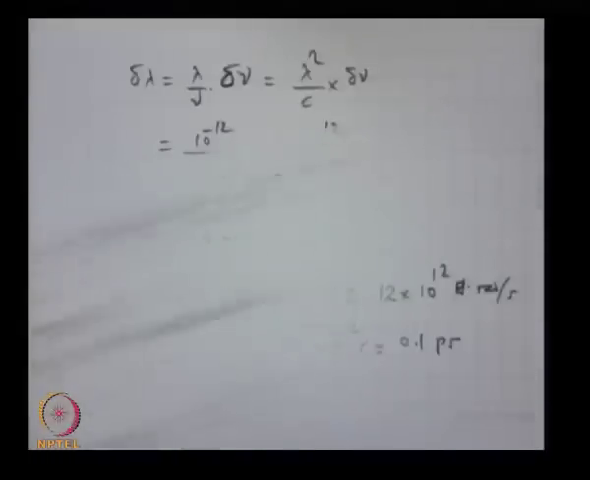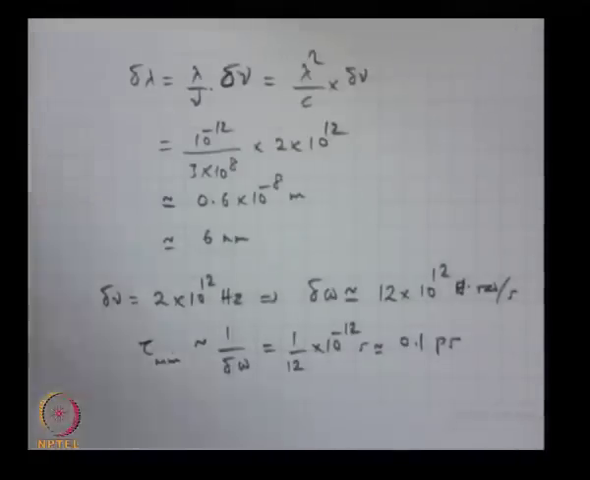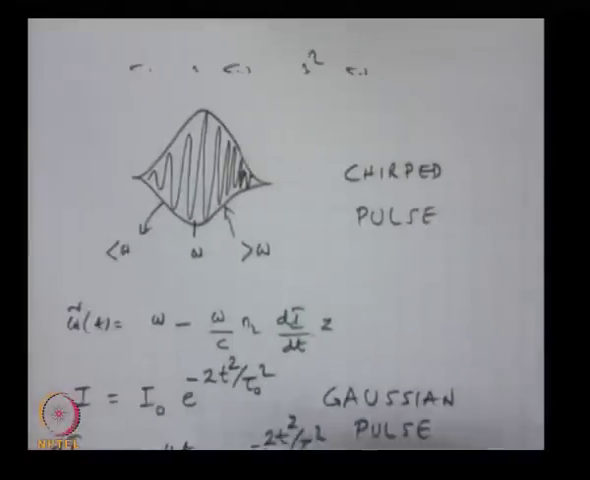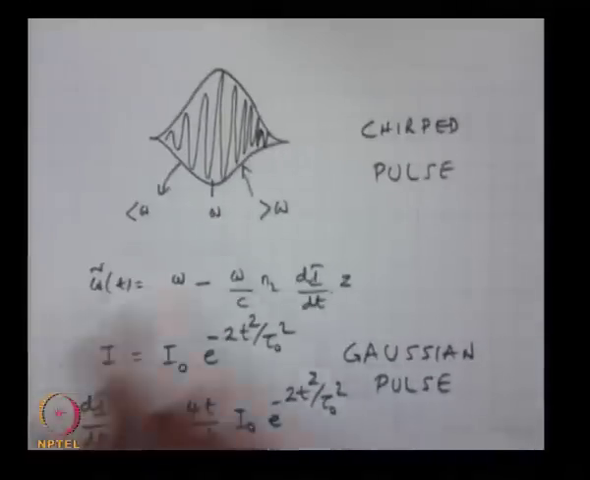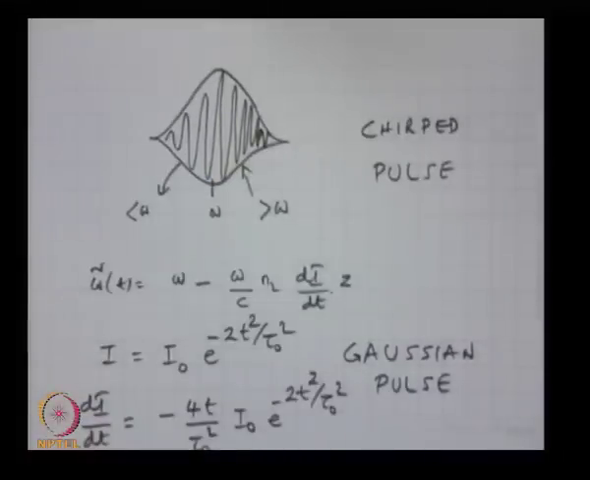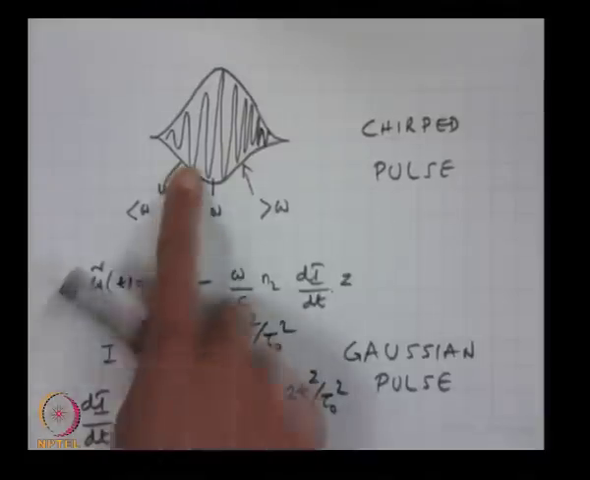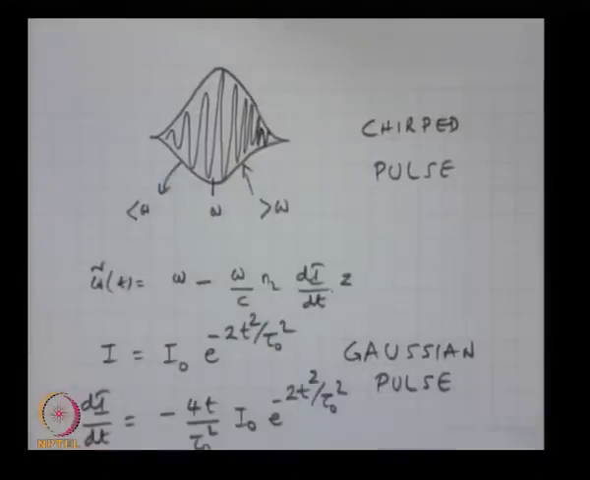Look at this pulse. Let me show another figure. This pulse has a frequency spectrum like this, varying like this. So you have a pulse coming in, the leading edge has lower frequencies, the trailing edge has higher frequencies. Let me draw. So this is a higher frequency, so the pulse is going like this in space. This is lower frequency, higher frequency. Leading edge is lower frequency, trailing edge is higher frequency.